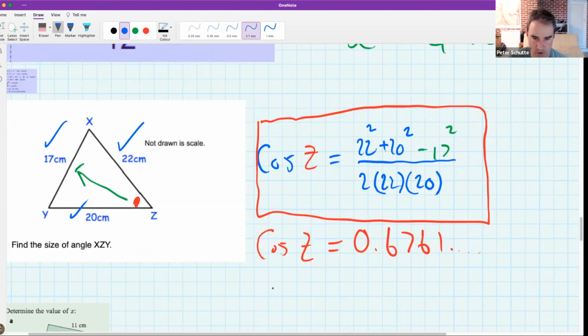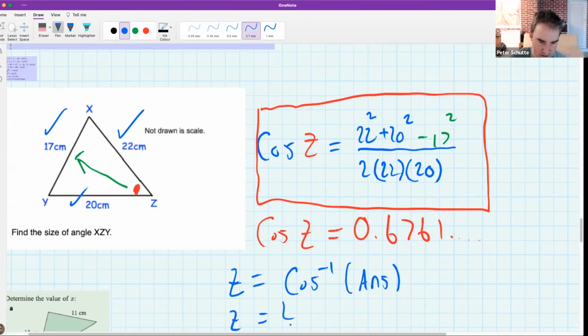So the next step I'm going to do is go to find Z. I go cos of -1, or on my calculator, I'm going to go shift cos, then I hit the answer key on my calculator, and then equals. And I should get the value of Z. I should get 47.46 degrees. So for those students who were late, I know I just did that quickly, but that is the basic structure we're using.